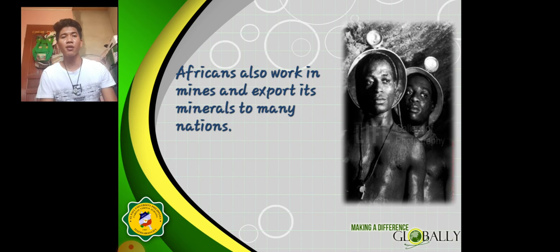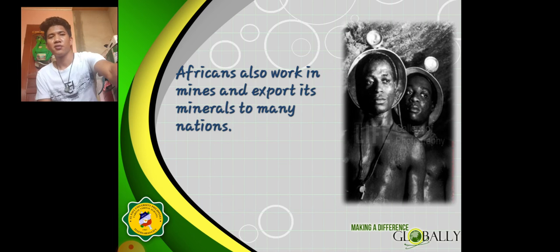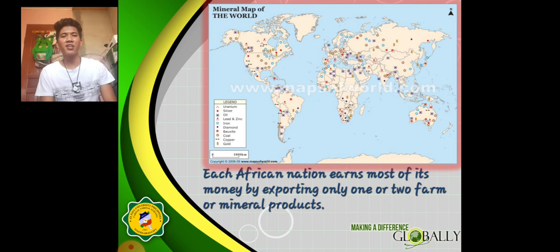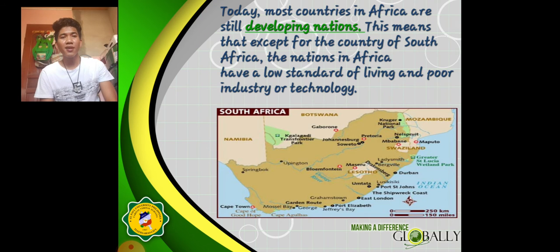Africans also work in mines and export minerals to many nations. So each African nation earns most of its money by exporting only one or two farm or mineral products. Today, most countries in Africa are still developing nations. This means, except for the country of South Africa, the nations in Africa have the lowest standard of living and poor industry or technology.